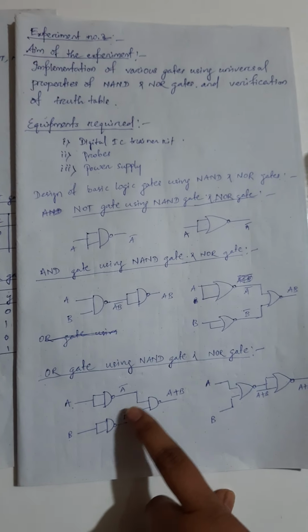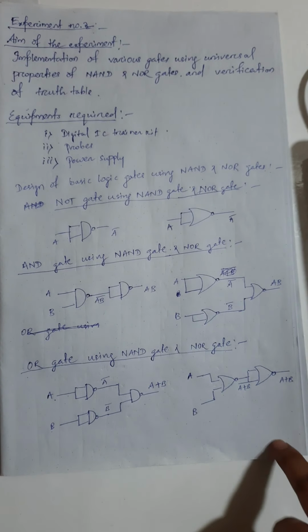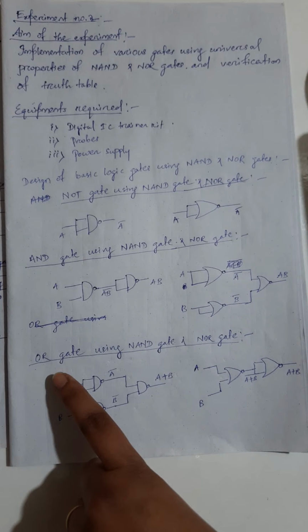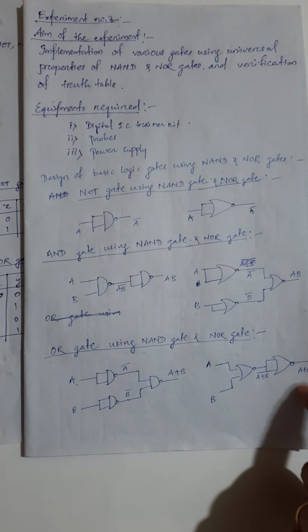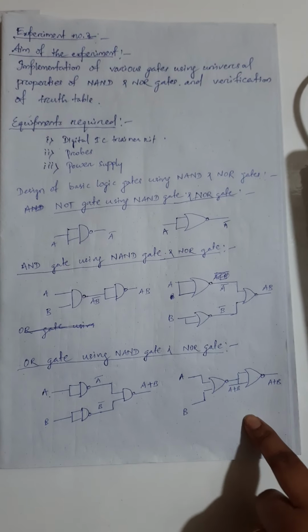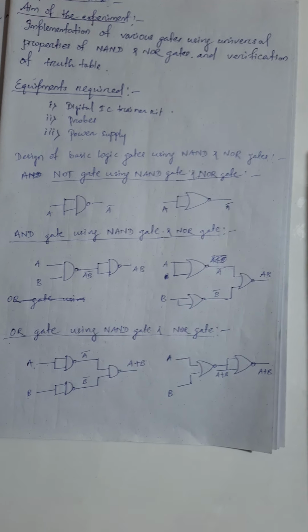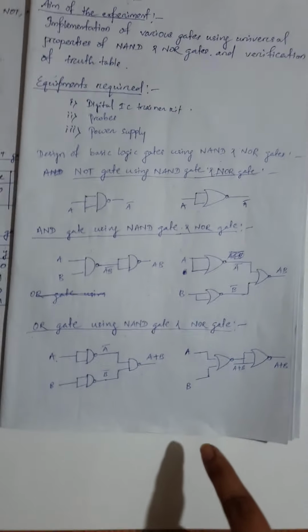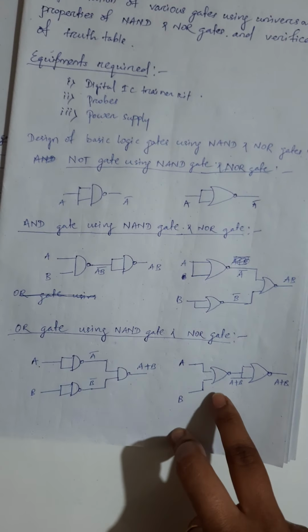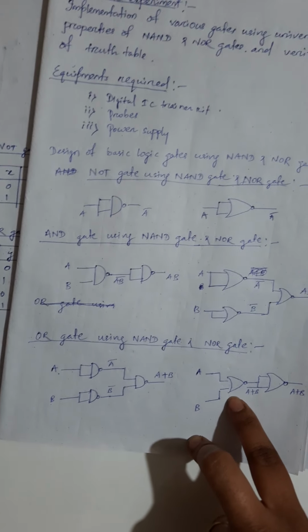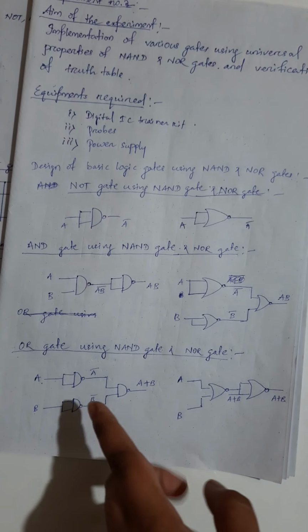So next is OR gate. OR gate using NAND gate and NOR gate. So to design OR gate, we need 3 NAND gates or 2 NOR gates. So this is the logic circuit of OR gate.